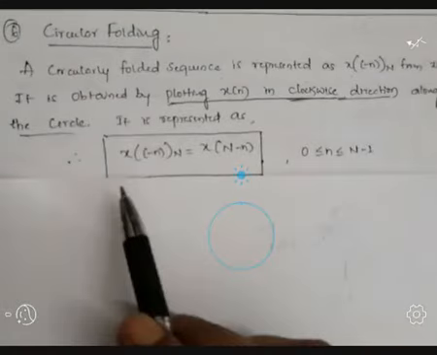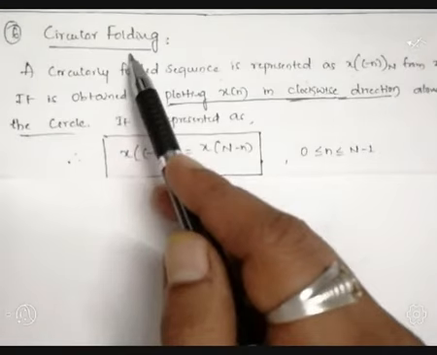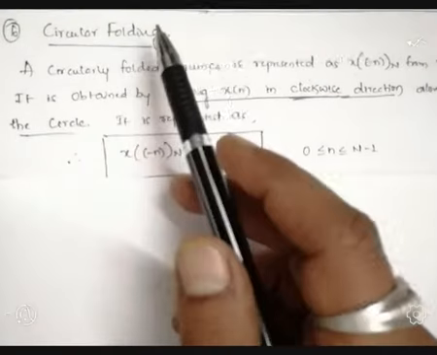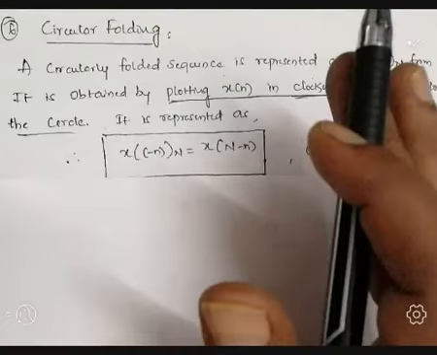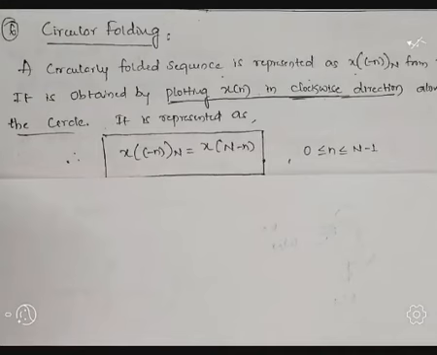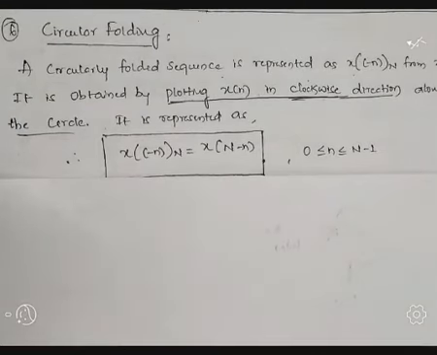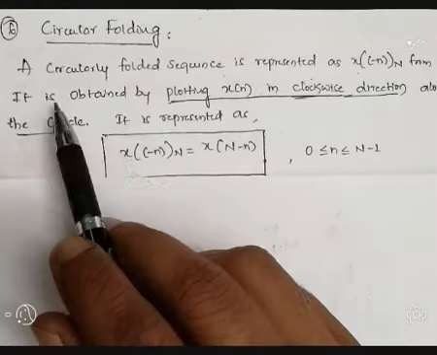How do we find the circular folded version of the given sequence? Folding means, as already discussed in signals and systems, the samples present at the left side will go to the right side, mirror image. The samples present at the right side will go to the left side. It is the mirror image, reflection. But this operation we are performing circularly.